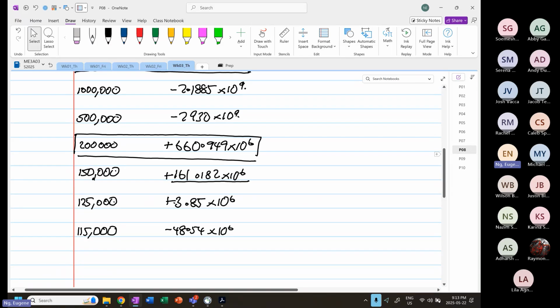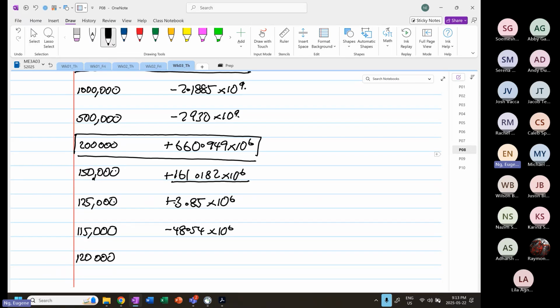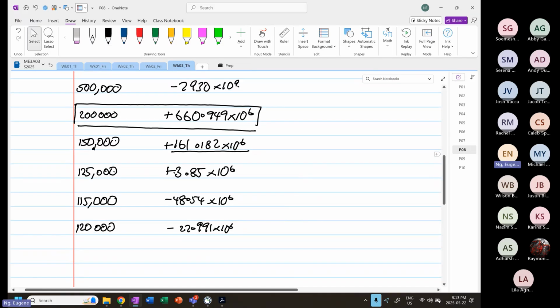Okay, so the next one I'm going to calculate is I'm going to try 120. So calculate 120, 123, and I get minus 22.991 times 10 to the power 6. So now we are getting better. So it's between 125 and 120.